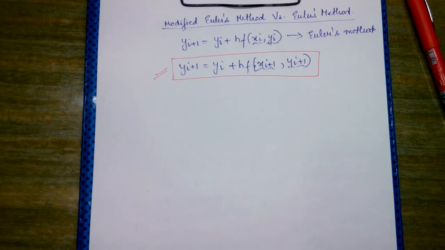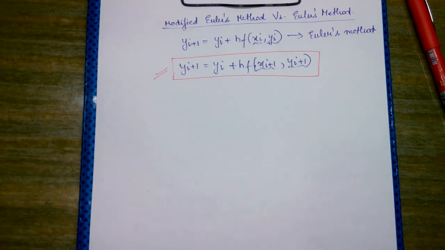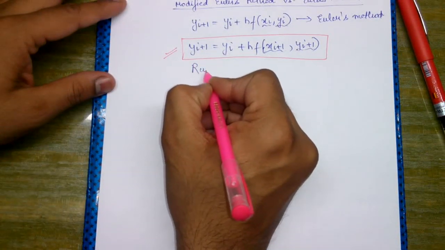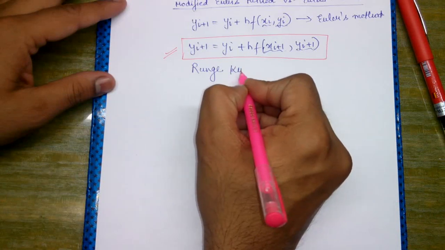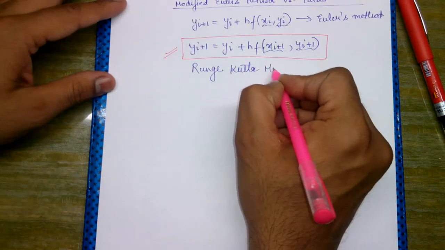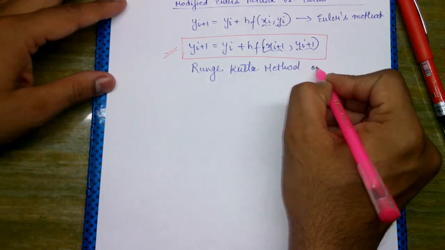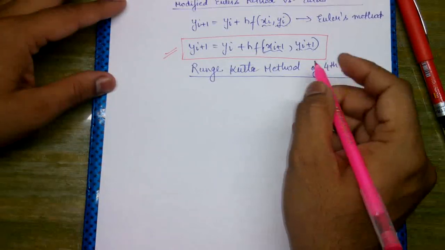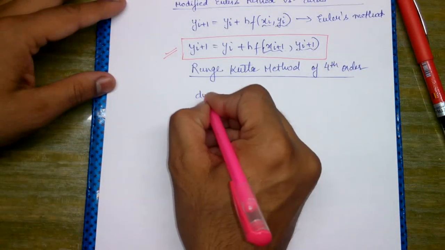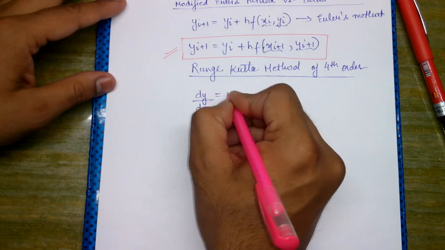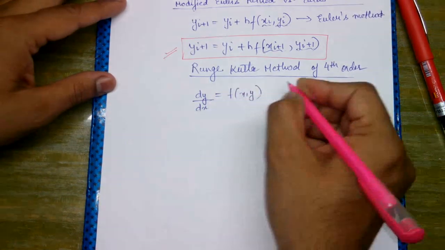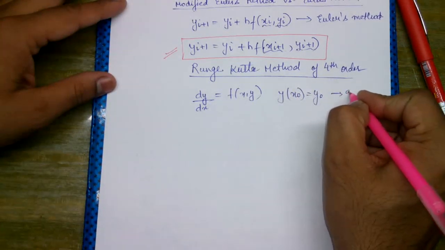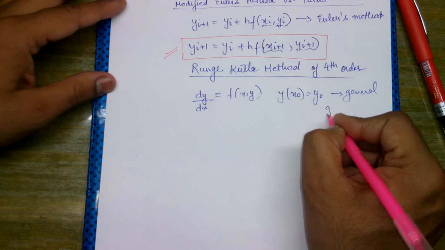Now we will go for the last method of this chapter, and that is the Runge-Kutta method of fourth order. In this, the general differential equation will be given in the form dy by dx is a function of x and y, with y at x0 equal to y0. This will be the general given information.